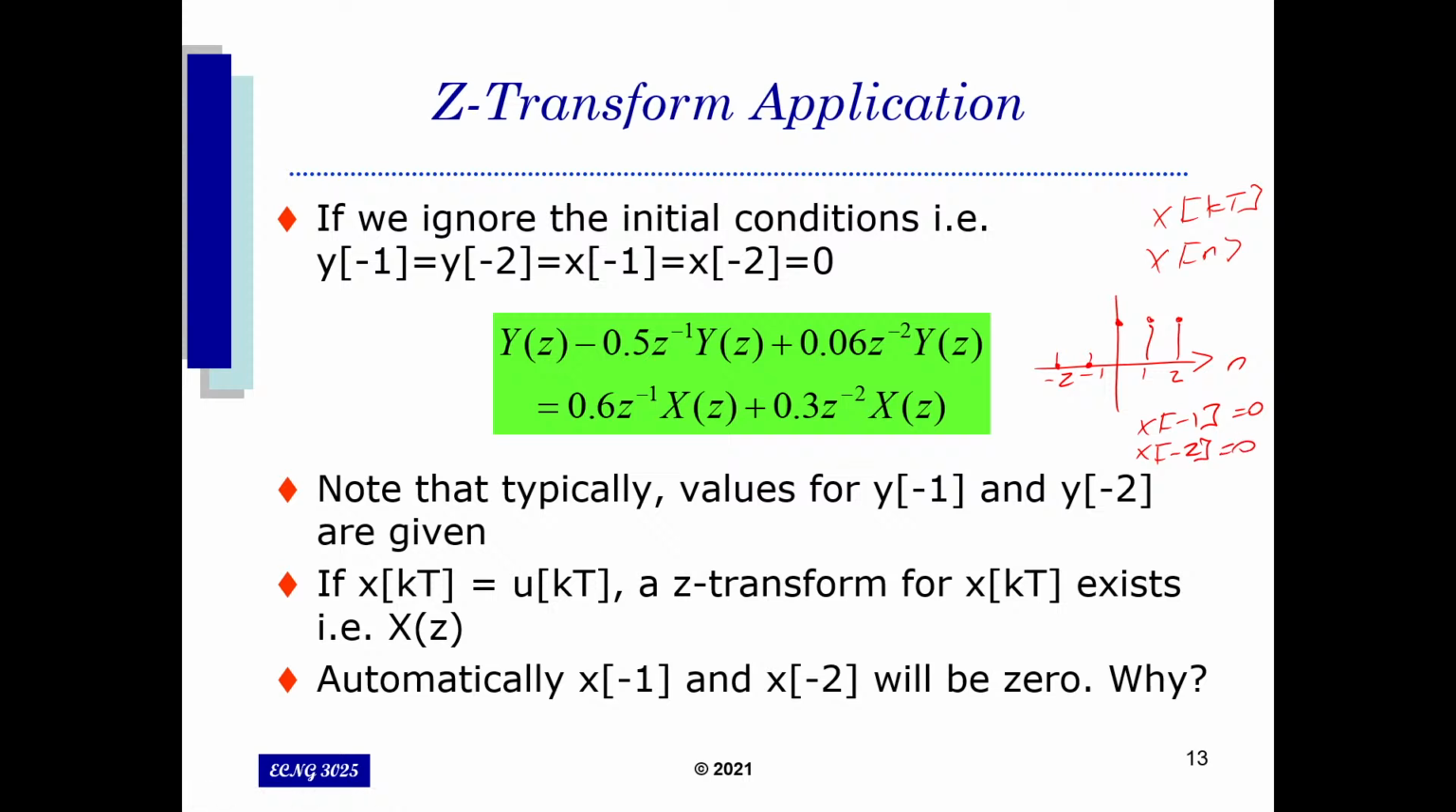So if you do encounter an x of kt equal to u of kt while doing these difference equations, just remember to use the z transform table to get the x of z, and anything that's x of negative values is going to be 0 because of the nature of the unit step that you just now observed.